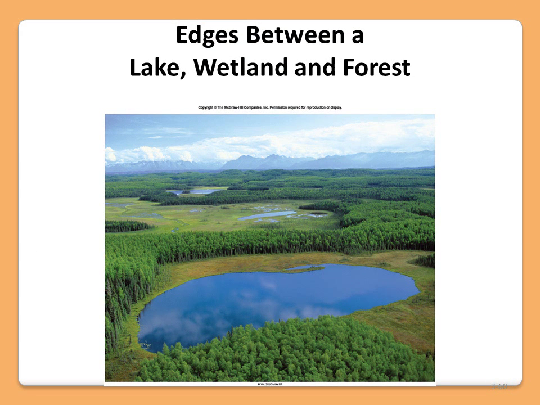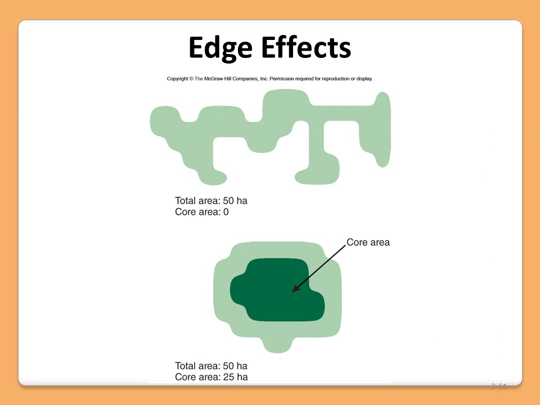Here's an example where you can see the different types of habitats. So here you have your core area, and then along this area you have your edges. Whether you want to have a lot of edges or a large core area depends on what type of environment would be good under different circumstances.